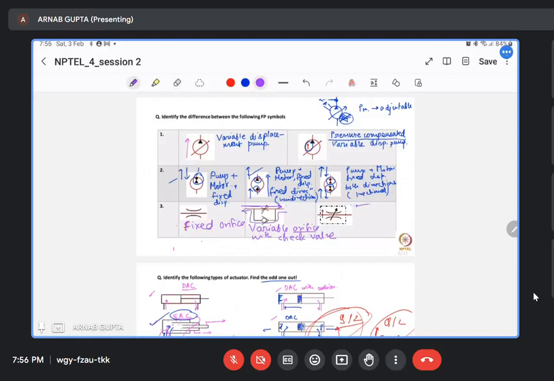What about this one? So you have this arrow here. What does that indicate? This is also a variable orifice, right? But you have a pressure compensation. This particular arrow represents a pressure compensation.